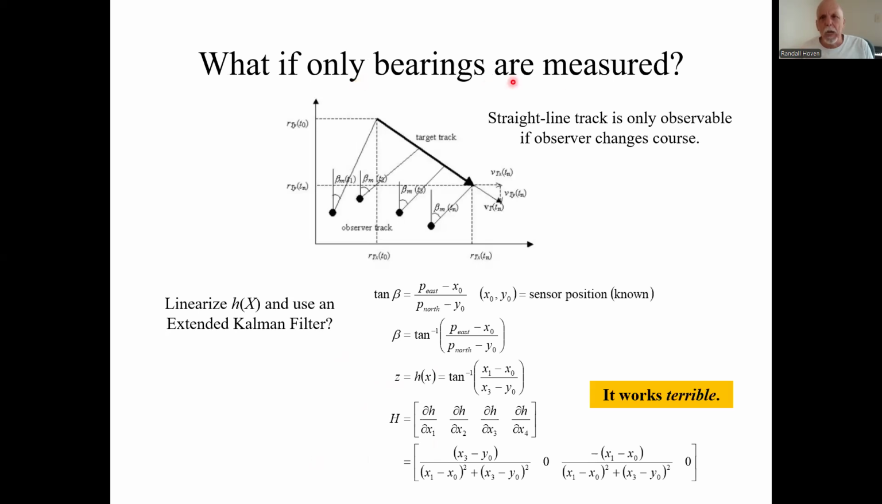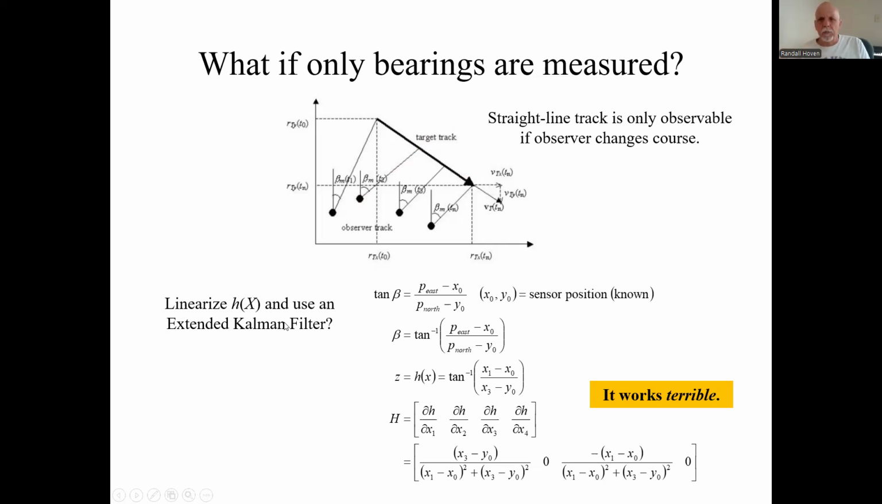Let's talk about bearings only tracking. Here are these dots, us, the observer. Here's some vehicle out there on a straight-line track. We know where we are, and we know the bearing from true north to the thing we're tracking. So when we're here, we get this bearing. All we know is it's somewhere along this line. When we're here, all we know is it's somewhere along that line, etc.